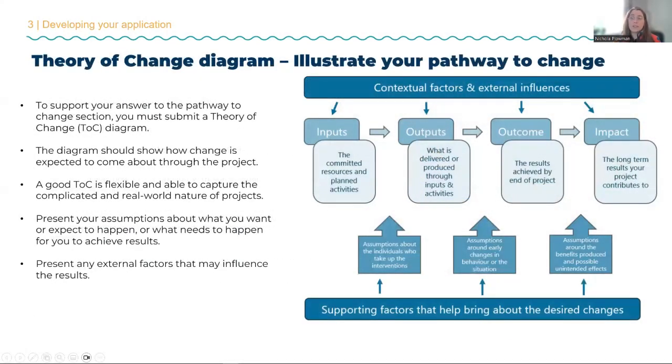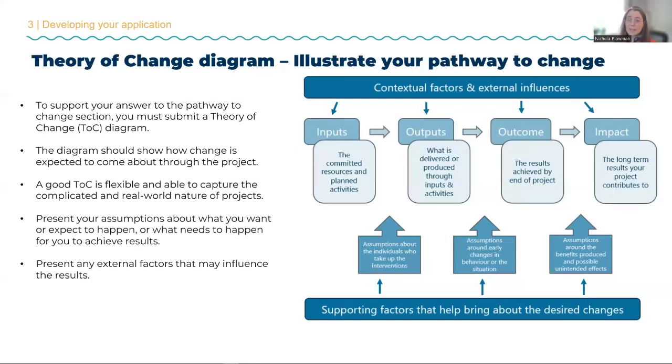Moving on to the theory of change. So the theory of change diagram is something that is going to support your pathway to change section. So this is basically the visual representation of your pathway to change. The diagram should be showing how your change is expected to come about through the project. And a good theory of change is flexible, able to capture the complicated and real world nature of projects. It's also a really helpful visual tool for your team, but also for the expert committee to understand that you've shown that you understand the logic and flow of your project.